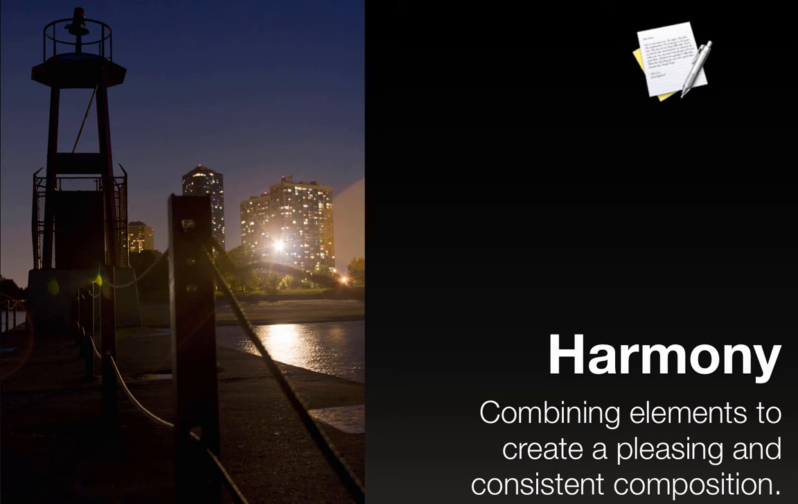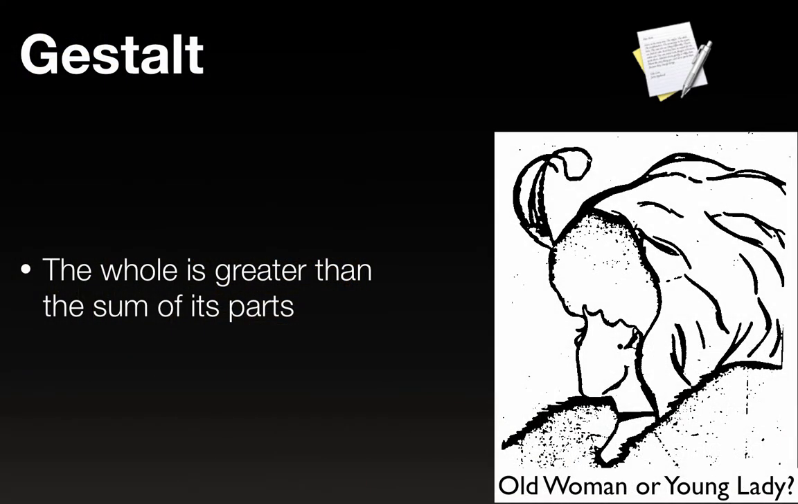This is another shot from the north side of Chicago, out on a pier by the lake. The only thing that makes this a good example of harmony is just that it looks good. I mean, it could be any image in the world that looks good. That's a good example of harmony. But think about how the elements of this image work together to make it pleasing and make it consistent. Harmony, again, is basically a synonym for unity.